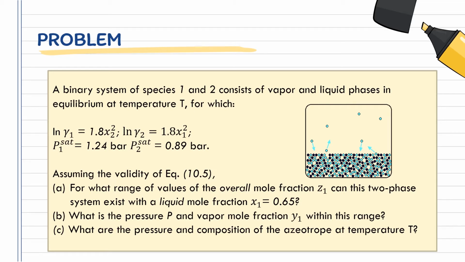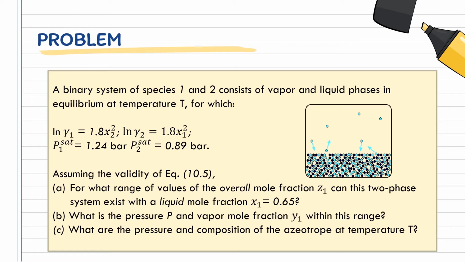We are also given a saturation vapor pressure of species 1 of 1.24 bar, while the saturation vapor pressure of species 2 is 0.89 bar. Assuming the validity of equation 10.5, for letter A we are asked to find for what range of values of the overall mole fraction Z sub 1 this two-phase system can exist with a liquid mole fraction of species 1 of 0.65. For letter B, we are asked to find the pressure P and vapor mole fraction of species 1 within this range.